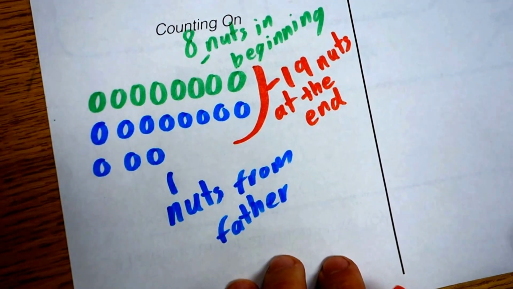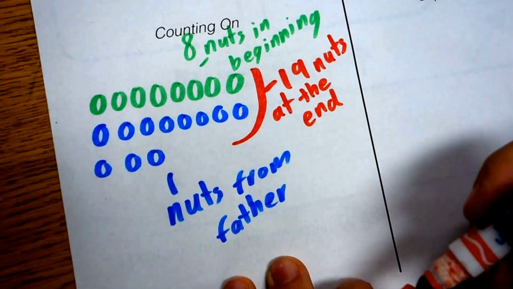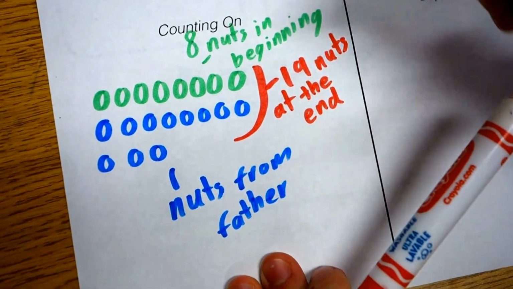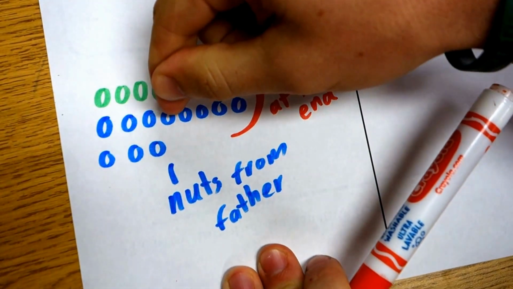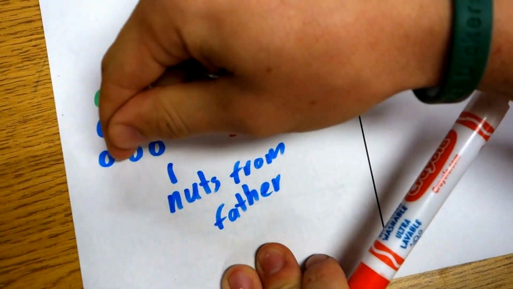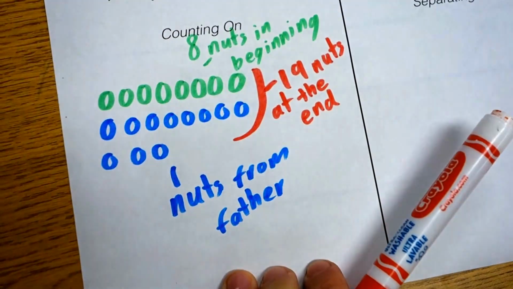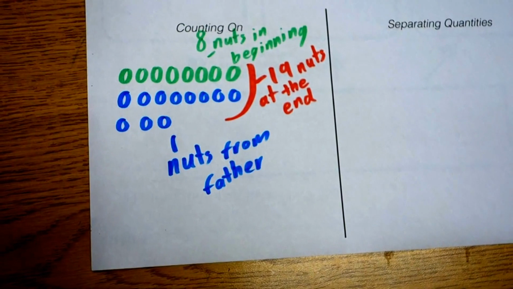So now the only thing left for us to do is figure out, well, how many nuts did the father bring? And we can do that by just counting the blue circles. 1, 2, 3, 4, 5, 6, 7, 8, 9, 10, 11. So our answer here is that the father brought 11 nuts.